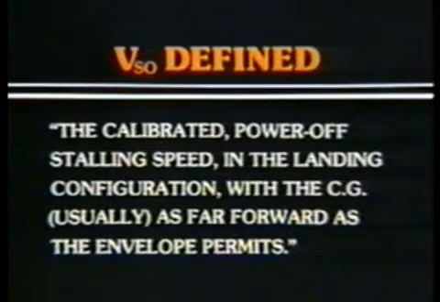Now let's take time out here for just a minute to talk about what I mean when I say VSO. For the purpose of this discussion, VSO refers to the calibrated power-off stalling speed of an airplane when it's in its landing configuration, and usually with the center of gravity, or CG, as far forward as the envelope permits. And since that's what VSO is, then it's reasonable to assume that 1.3 VSO is a speed that is 30% greater than the VSO. Okay?